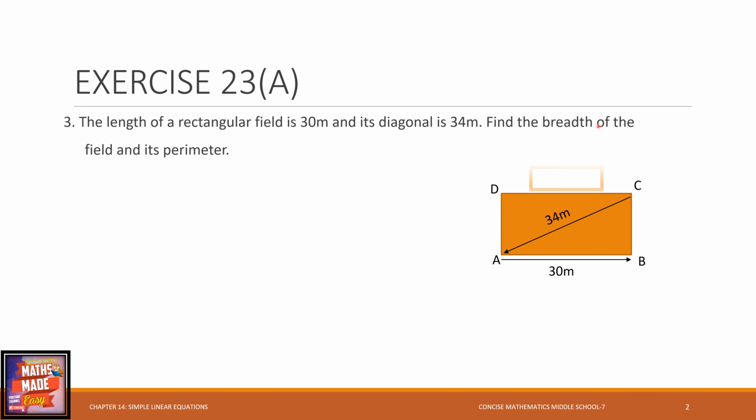So they are asking us to find the breadth as well as its perimeter. So what is perimeter? It is nothing but this boundary. See, this boundary is called the perimeter, and breadth, even this is a breadth. So we can find any one side of this breadth so that we can get the answer.